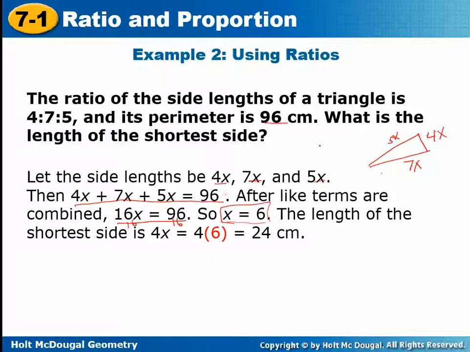Once you know what x is, then you can answer the question, what is the length of the shortest side? So the shortest side is this one, so we would say 4 times 6 is 24. Now they might ask you for the lengths of each side, so then you would just plug 6 in for each of them, depending on what they ask you. So that's how you'll do problems with ratios of a figure. You'll just put an x after the ratio they give you, and then you'll add them together to find the perimeter if that's what they ask you to do.